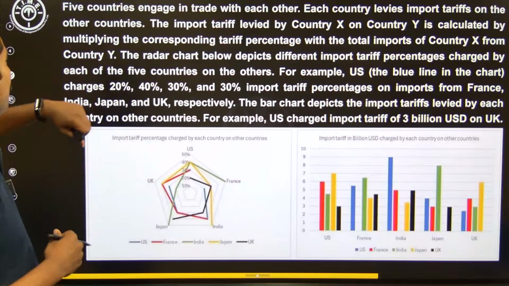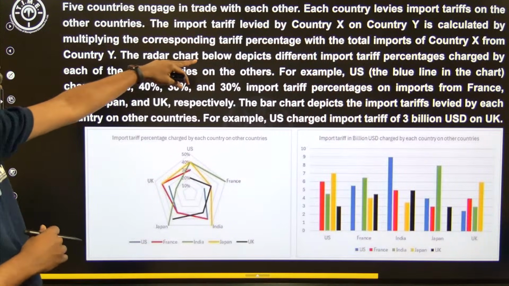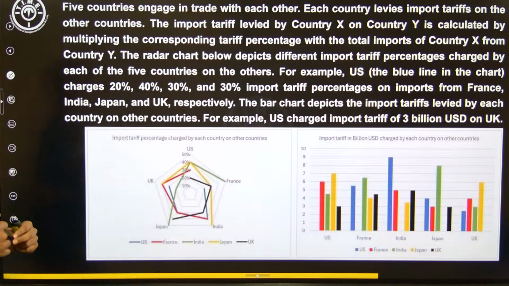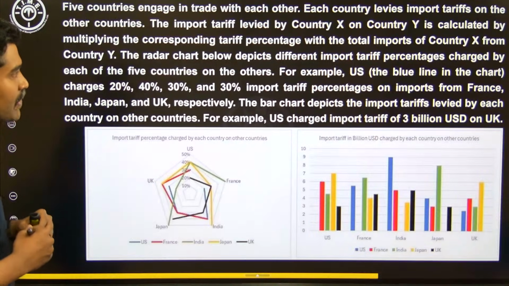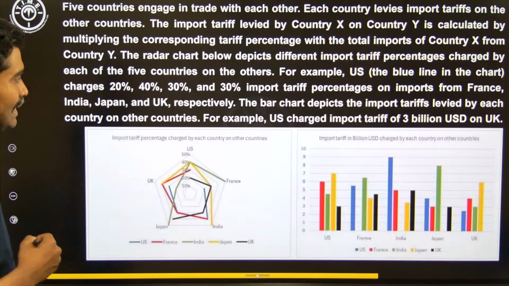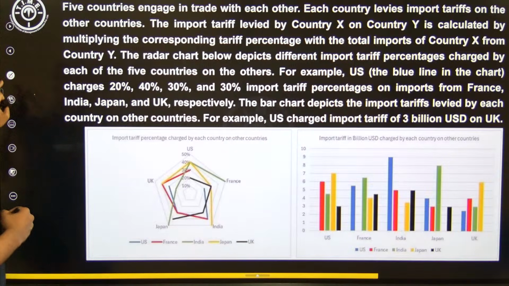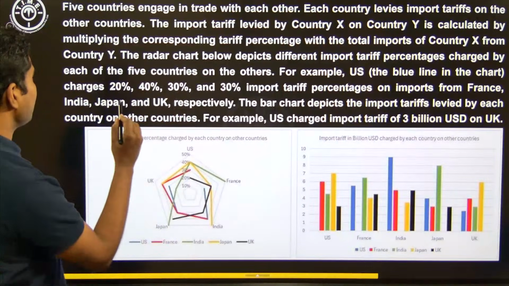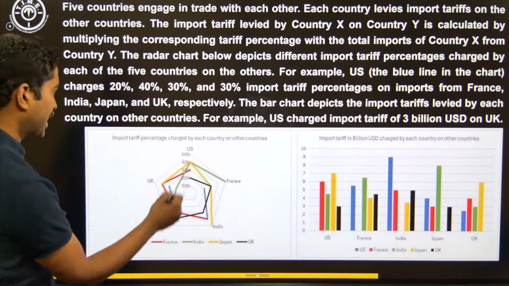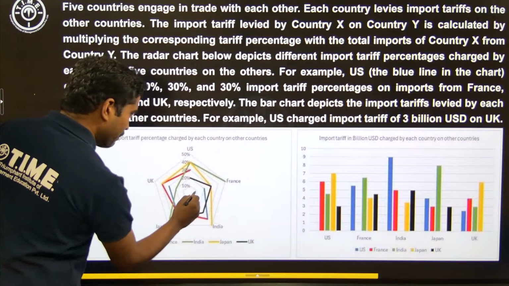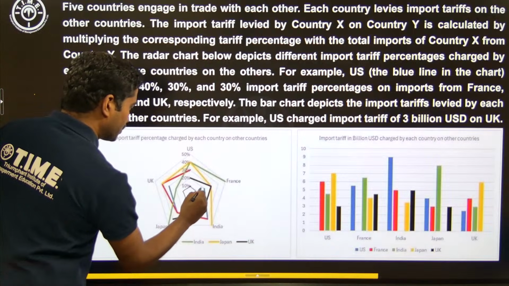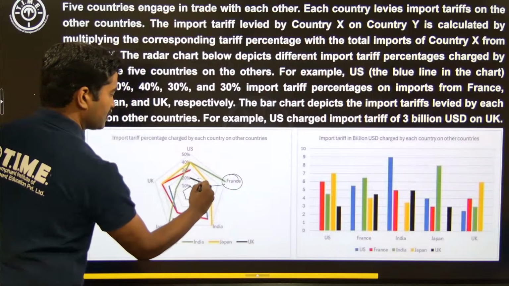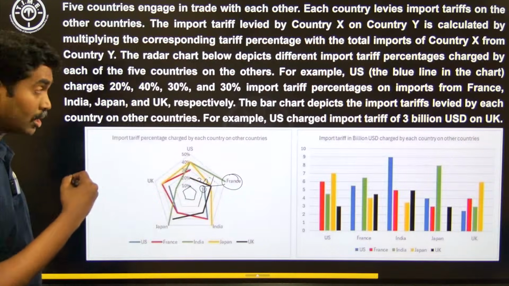Yes. So now, the radar chart below depicts different import tariff percentages charged by each of the 5 countries on the others. For example, US, the blue line in the chart. Where is the blue line? This is the blue line. The blue line in the chart charges 20% on France. This innermost one is 10%, so this has to be 20%. This is 20% US is charging on France.